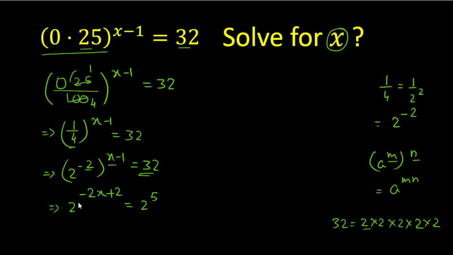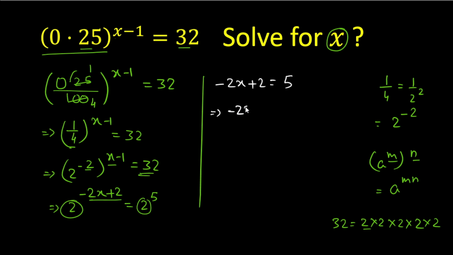Now here the base is the same, 2 and 2, so we'll equate the powers. We'll write negative 2x plus 2 on the left, and on the right-hand side we have 5. Now negative 2x is equal to 5 minus 2, which is 3. We'll divide both sides by negative 2, so the value of x will be negative 3 by 2. So we have calculated the value of x is equal to negative 3 by 2.